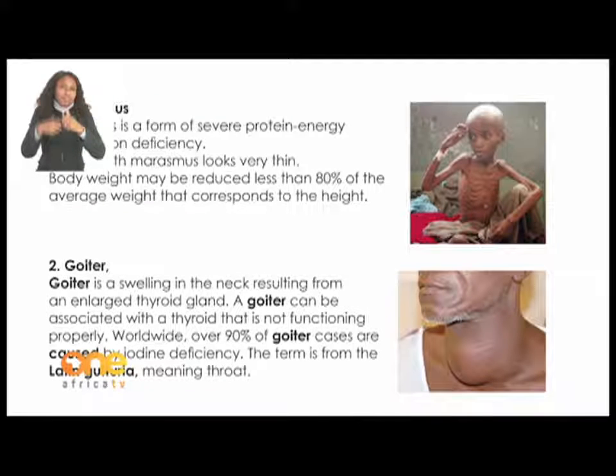The symptom of goiter is the swelling of the thyroid gland that you have in your neck, meaning your Adam's apple will grow larger. When you see that, then you must know that you or somebody is suffering from goiter. This word goiter is borrowed from Latin, guttur, meaning throat, so it is a disease of the throat.